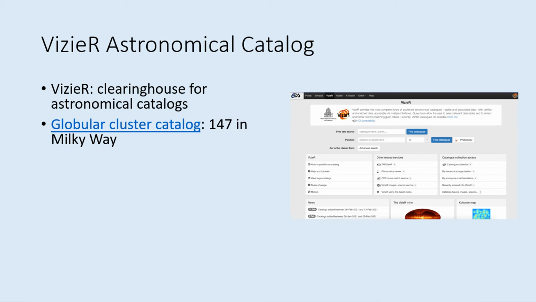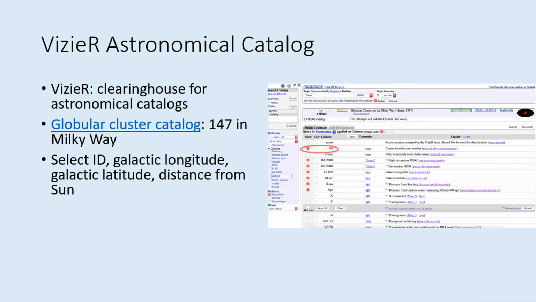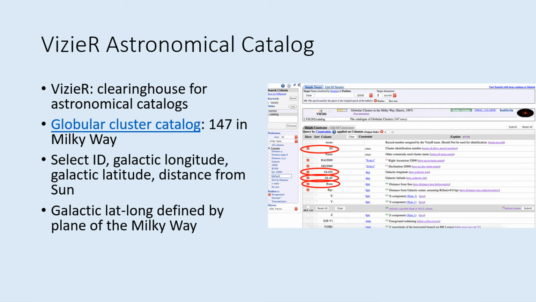When you follow the link in the lab to the globular cluster catalog, you'll see a series of checkboxes that let you select what information you want to see on these clusters. While you're welcome to pick as many of these as you like, you should definitely pick the 4 listed in the lab: the identification, the galactic longitude, the galactic latitude, and radial distance from the Sun. Note that the galactic longitude and latitude are similar to longitude and latitude on the Earth, but they're defined by the plane of the Milky Way galaxy instead.